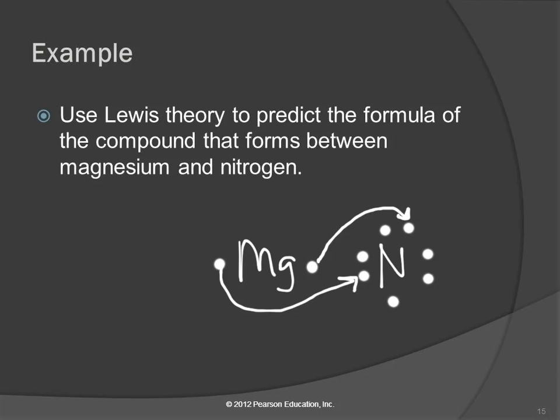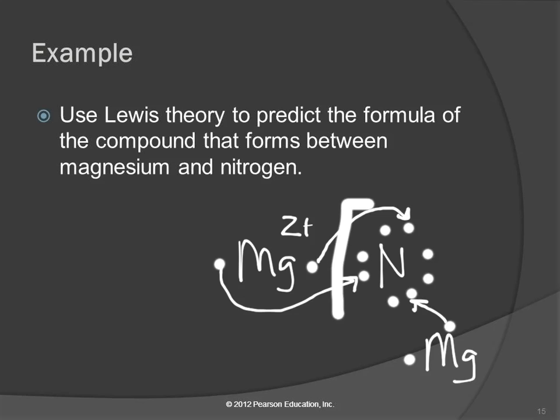Everything hunky-dory? No. This magnesium's a 2+ now. The magnesium's happy, right? He's fine. The nitrogen still needs 1 more electron. So we will bring in another magnesium ion with 2 valence electrons, and it will give this one to the nitrogen. So now this nitrogen is all good, but here's the magnesium left hanging.